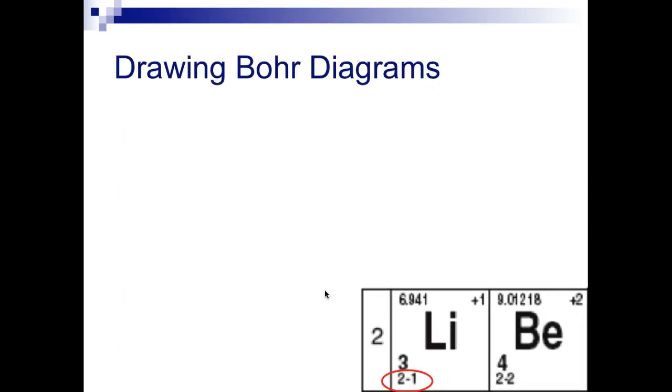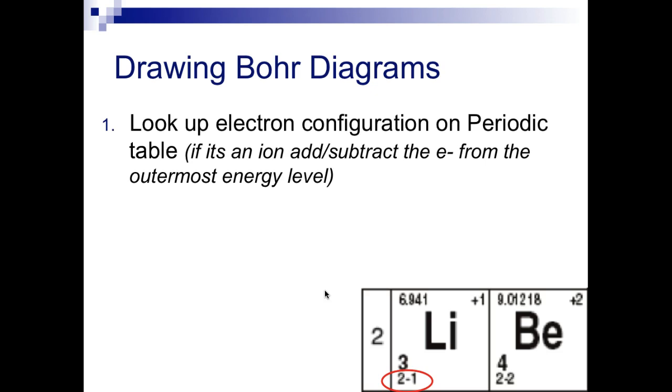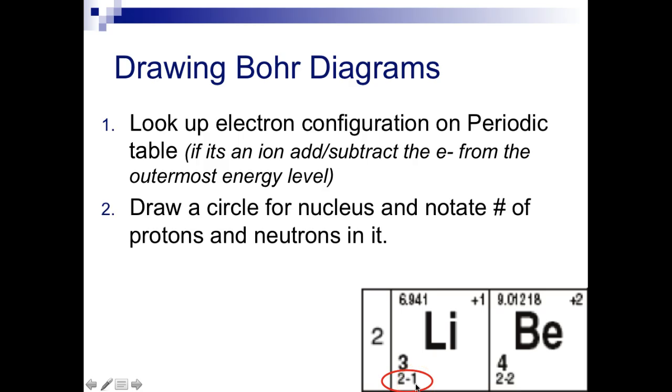So, how do you draw Bohr diagrams? You first need to look up the electron configuration on your periodic table. Remember, if it's an ion, you're going to have to add or subtract electrons from the outermost energy level. So here's a blown up picture of your periodic table. This down here is your electron configuration for the Bohr model, and the Bohr model only. So this tells you have 2 for lithium. You have 2 electrons in the first ring and 1 electron in the second ring.